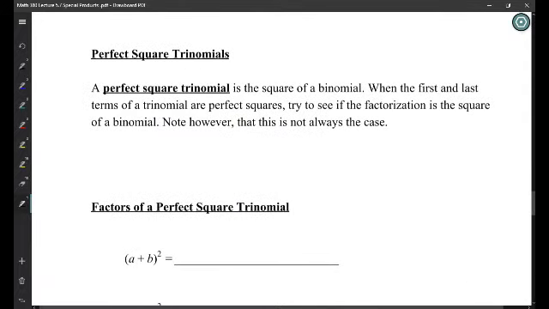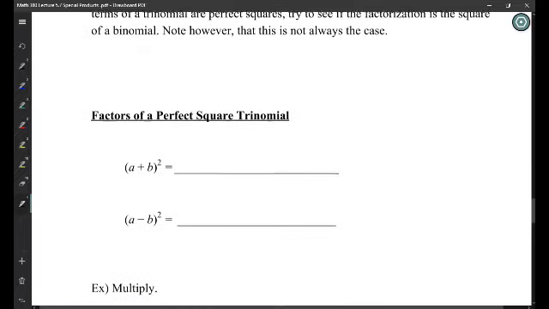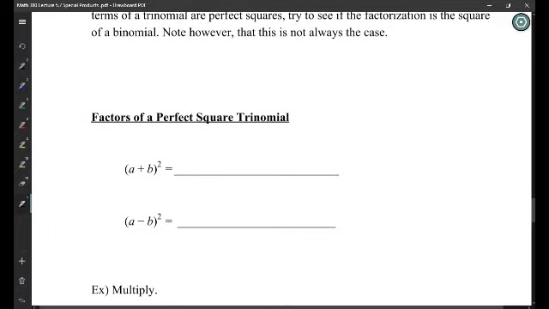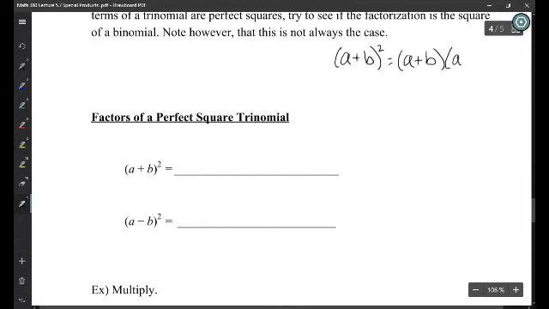Perfect square trinomials. A perfect square trinomial is the square of a binomial. When the first and last terms of a trinomial are perfect squares, try to see if the factorization is the square of a binomial. So let's derive formulas for squares of binomials. Let's at least do the first one. So a plus b squared means a plus b times a plus b.